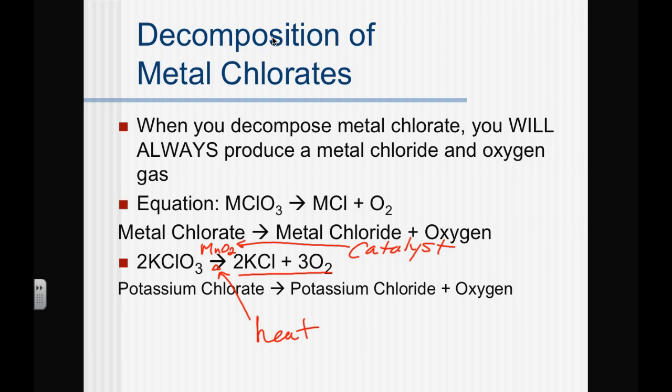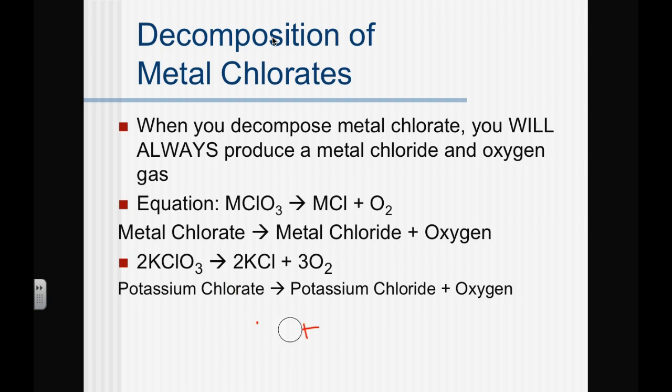Is this super important? Yes and no. Is it important when we do these in class? No. Is it important when we do them in the lab for lab reports? Absolutely. So when we do a lab report on this stuff, you better make sure anytime we add heat, you put a triangle under the arrow. Anytime we use a catalyst, you write the catalyst above the arrow. That is very important anytime we do a lab report.